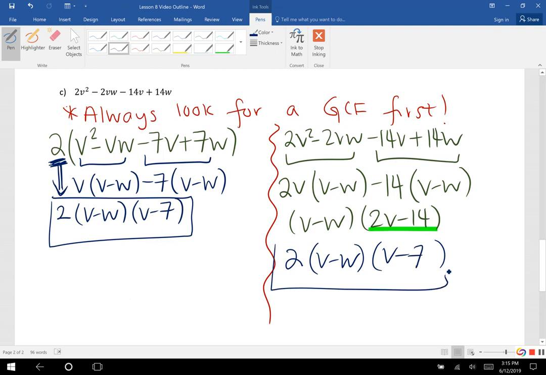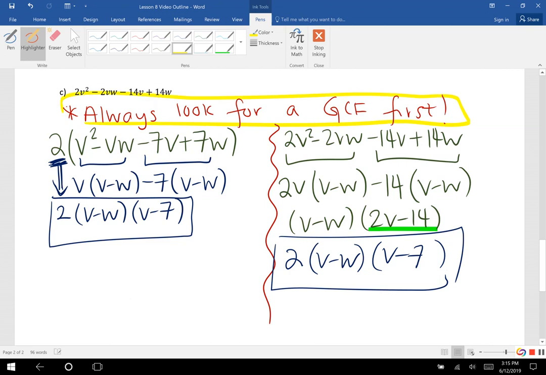So don't forget to look for GCFs. In fact, as we continue through this chapter, continue through other factoring lessons, I think it's a good idea to get in a habit of just looking for a GCF before you do anything else in a factoring problem. And then the idea is if you have 4 terms, grouping is a great method to try.